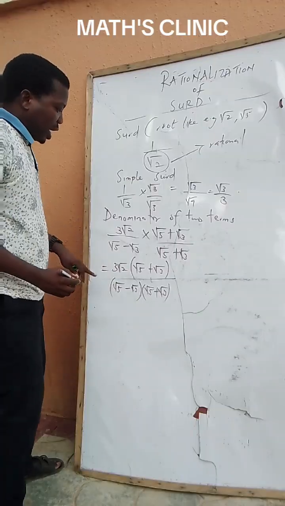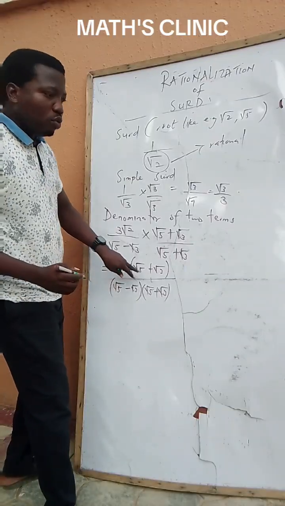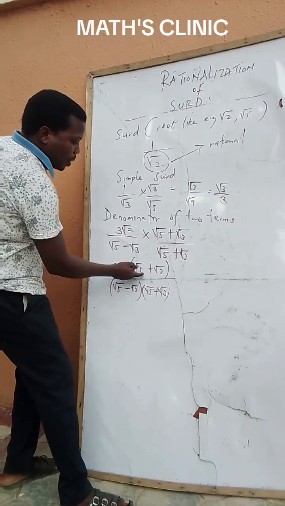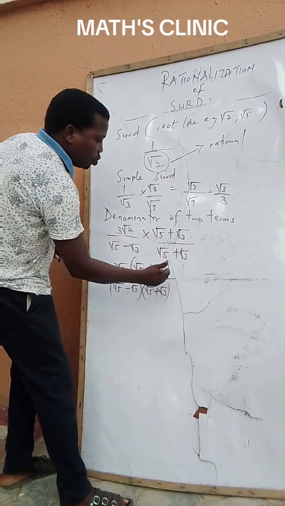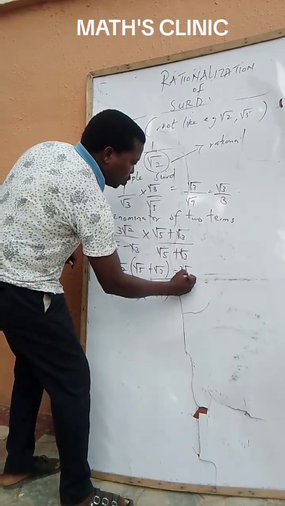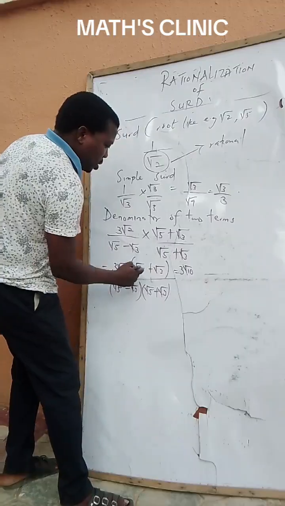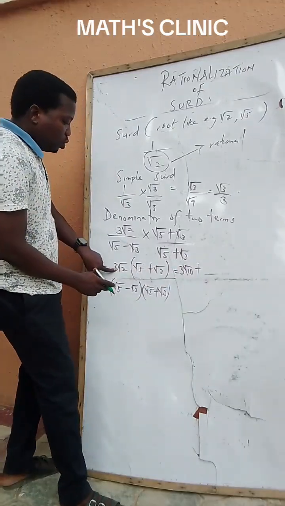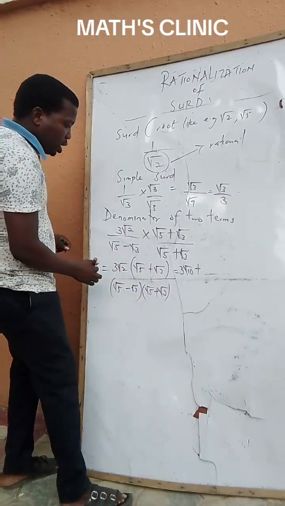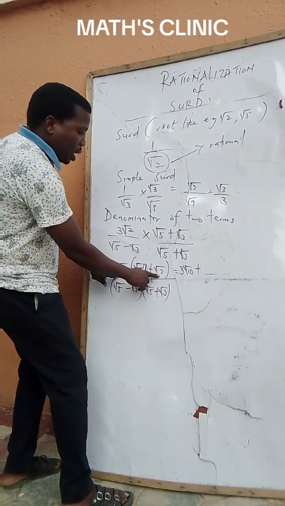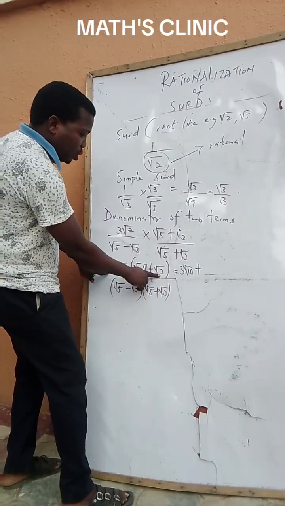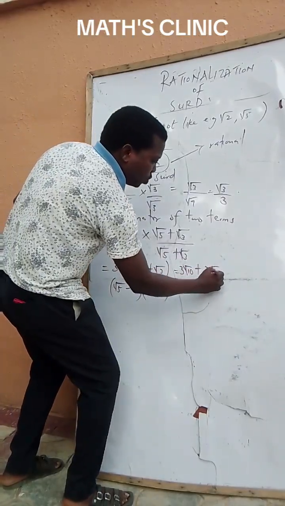Let's open this bracket. 3 root 2 times root 5. Multiplying the 2 roots together, that is root 10. And that will give us 3 root 10 plus 3 root 2 times root 3. That means we multiply the roots. That means root 2 times root 3, that's root 6. And we include this. That's 3 root 6.